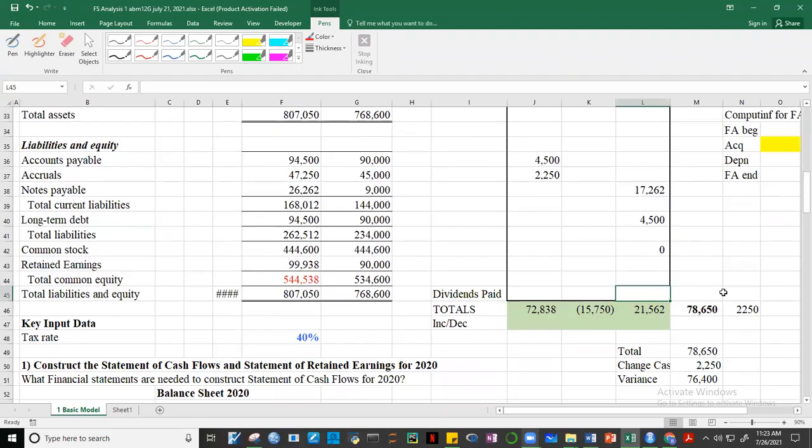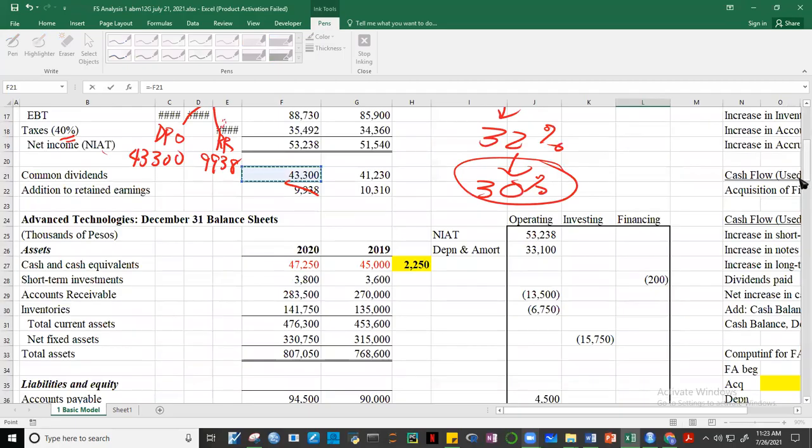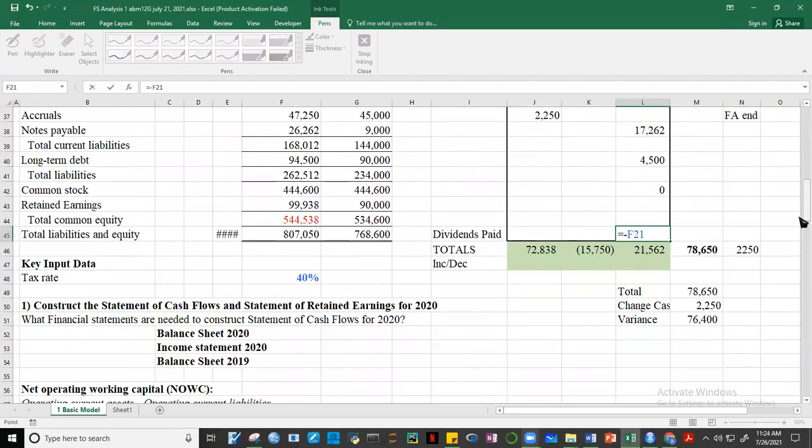Is it a source of cash or use of cash? It is definitely a use of cash, kasi naglabas ng pera yung company. So we're going to put it here under financing, then is equal to negative. Negative siya dapat. Negative 43,300. Yan. All right. Yan na.